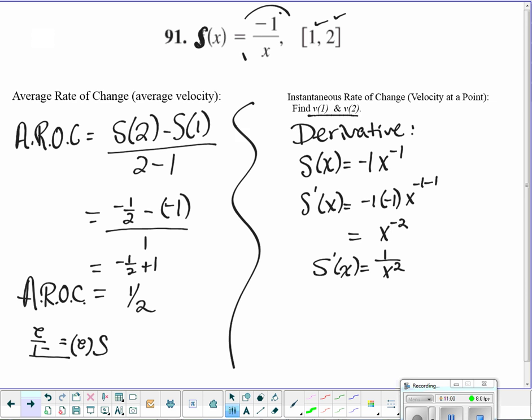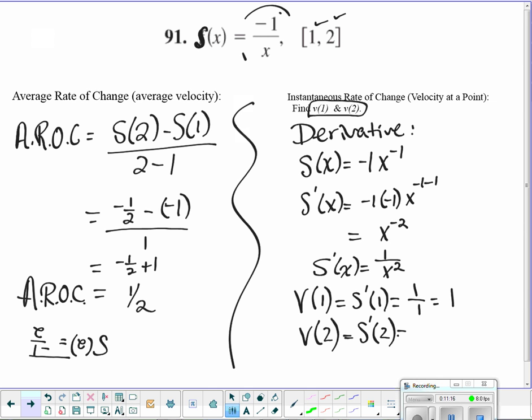They ask us to find two different velocities. Velocity at 1 is equivalent to putting it into the first derivative. 1 over 1 squared is 1. Velocity at 2 is put it into the derivative that we just calculated, and I'd have 1 over 2 squared, making this 1/4.